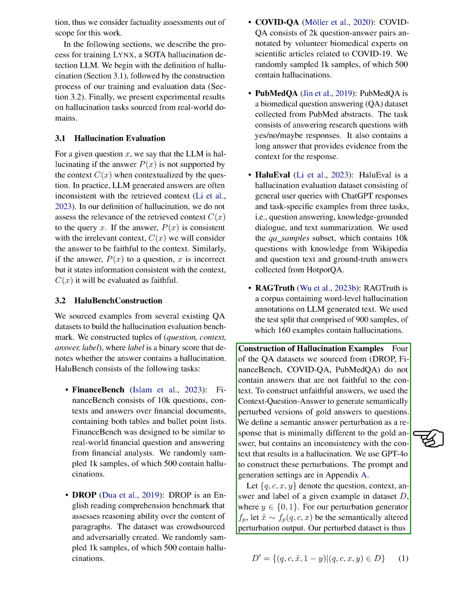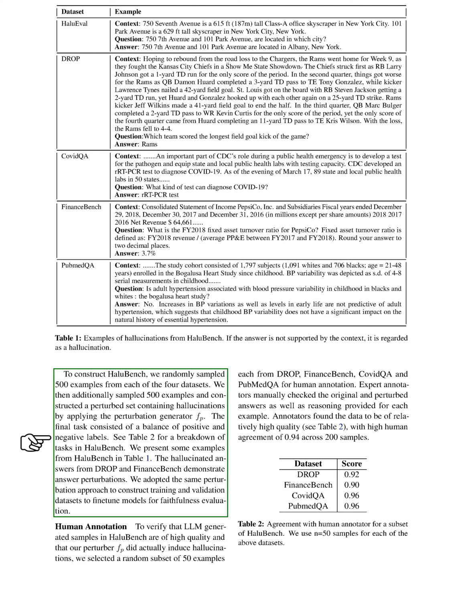Section: Human Annotation. In this section, we conducted human annotation to ensure the quality of the generated samples by our language model, LLM, in HaluBench and to confirm that our perturber F_P indeed induced hallucinations. We randomly selected 50 examples from Drop, FinanceBench, COVID QA, and PubMed QA for manual checking by expert annotators. The annotators reviewed both the original and perturbed answers, as well as the reasoning provided for each example. The data was found to be of high quality, with a high human agreement of 0.94 across the 200 samples.